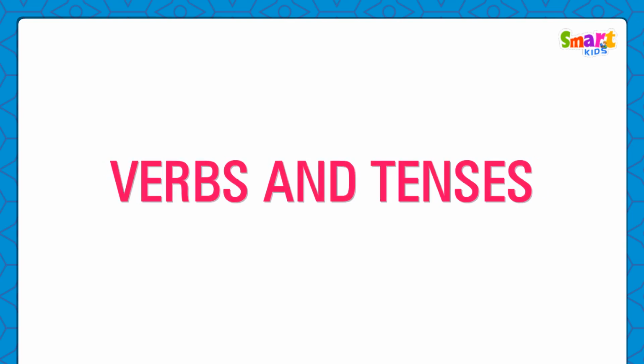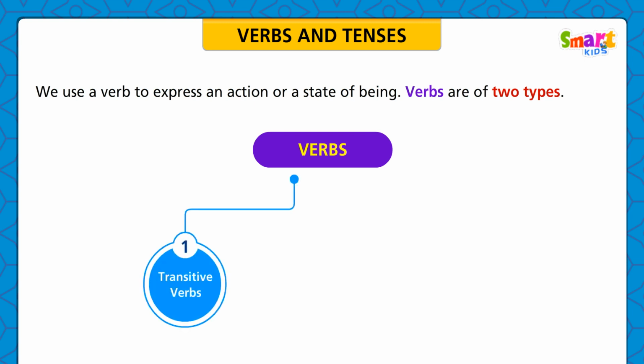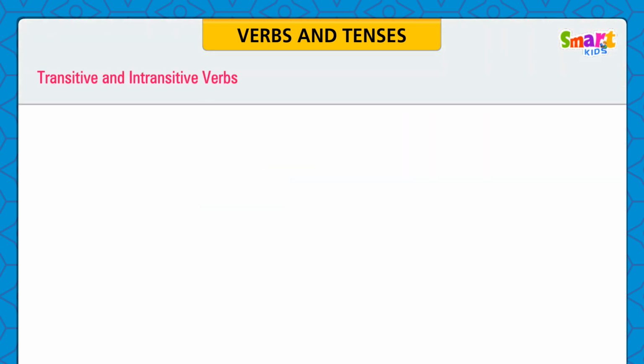Verbs and tenses. Let us learn the verbs and tenses. We use a verb to express an action or a state of being. Verbs are of two types. They are transitive verbs, intransitive verbs. Let us know the difference between transitive and intransitive verbs.